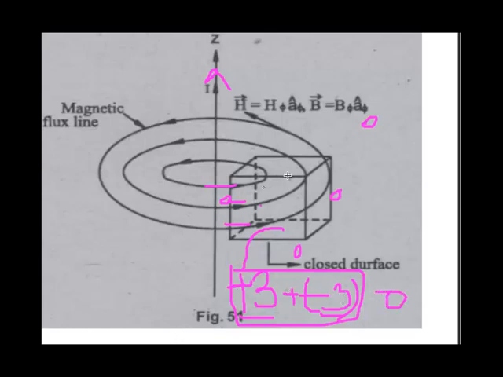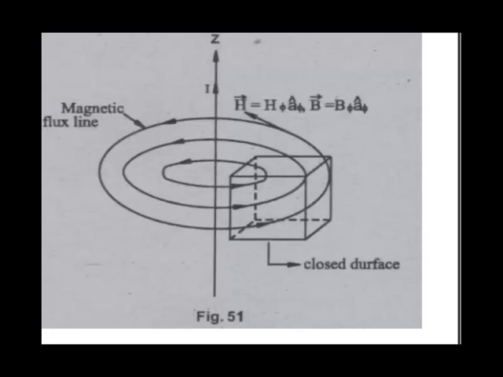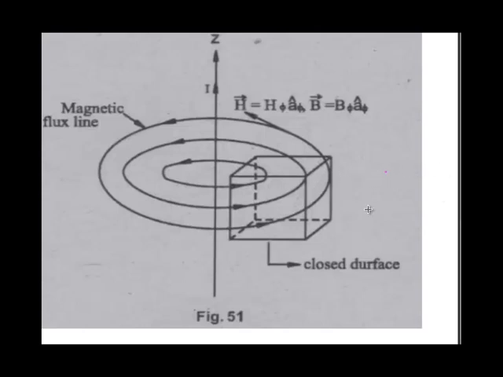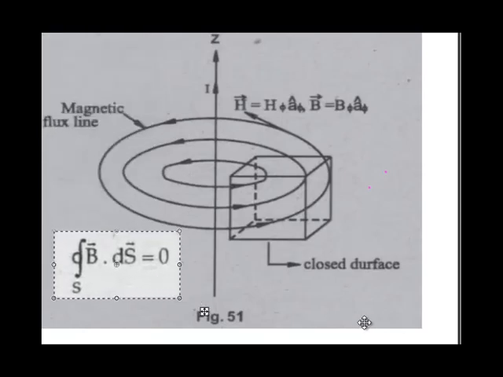So the total flux line present within the box will be 0, because of the different nature of flux entering the box. On the front side it is entering, on the back side it is leaving. So we can write this as: if you integrate the flux density over the complete surface, complete surface means we have 6 surfaces of the cube, then the total flux present in the closed surface will be 0.